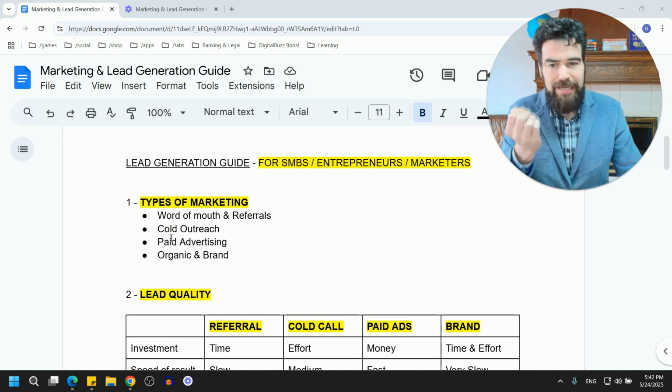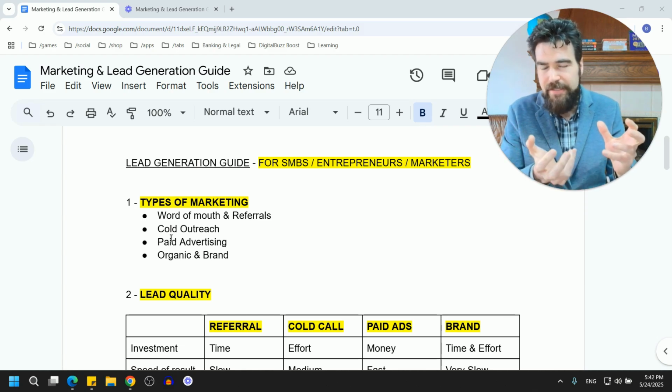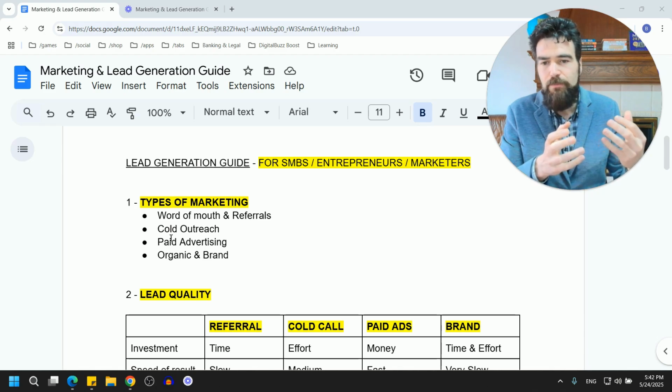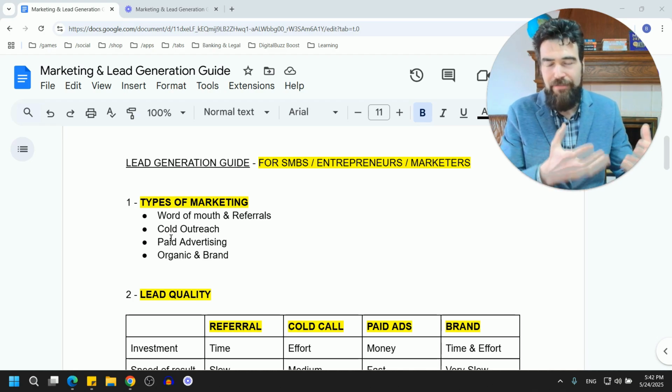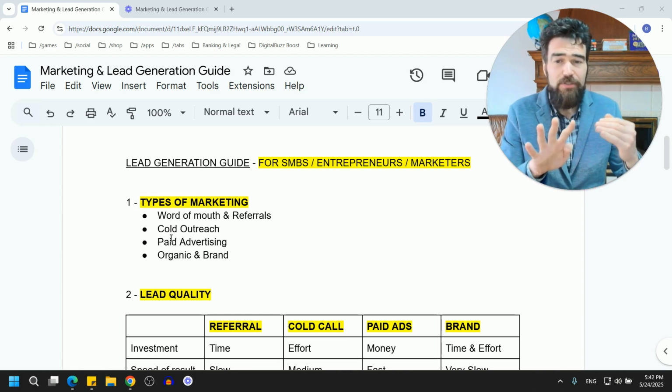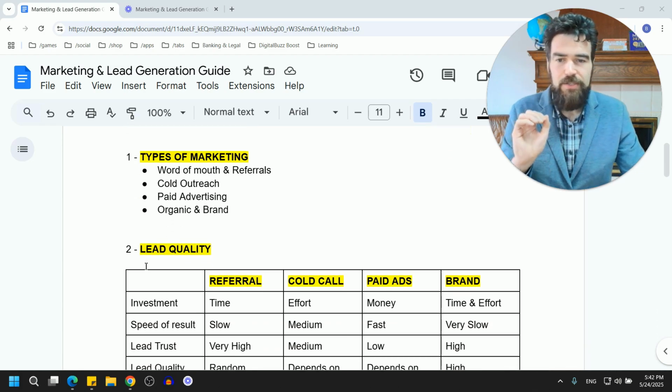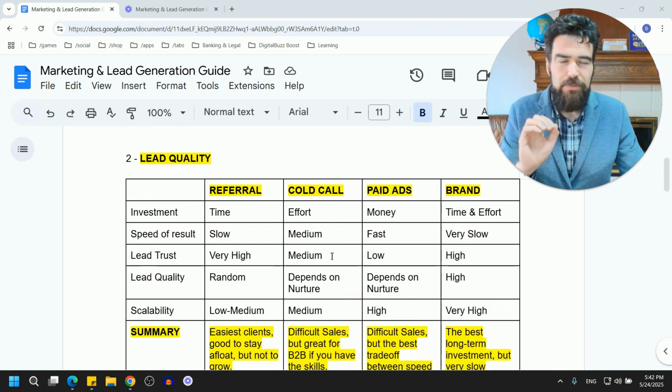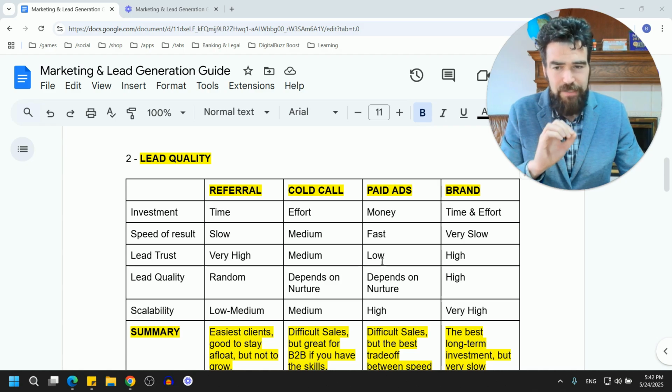Then we have organic and brands, and more specifically, I want to call this a brand thing. This is where you basically attract people because of the values that you stand for and because of the image that you have in the public. So these are the main four types of marketing. There is a lot of other intermediary types of marketing, but these are the main four. So what are really the benefits and the drawbacks of each method?